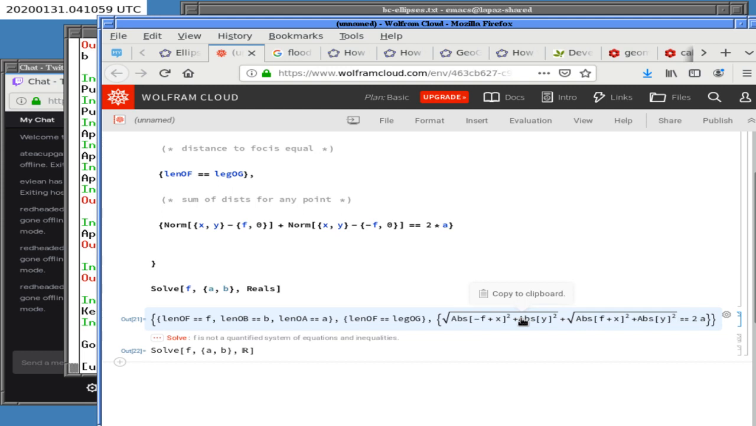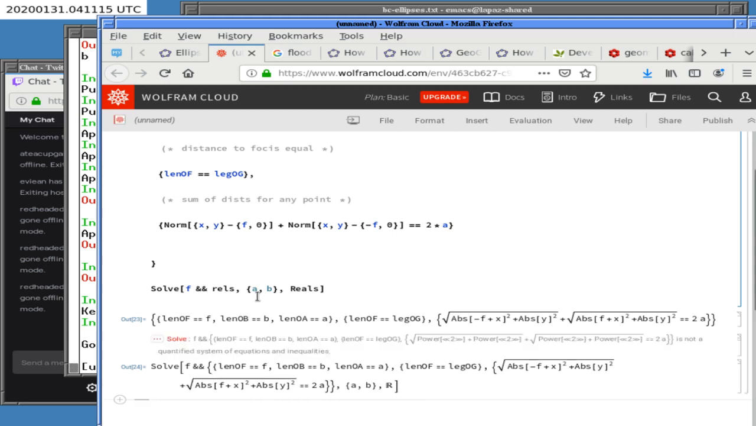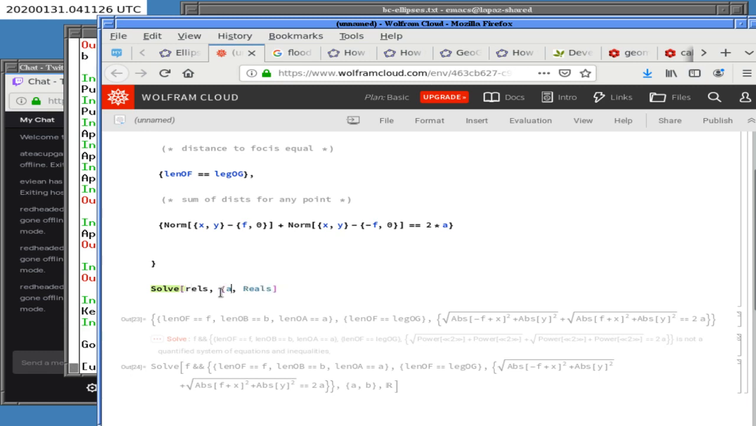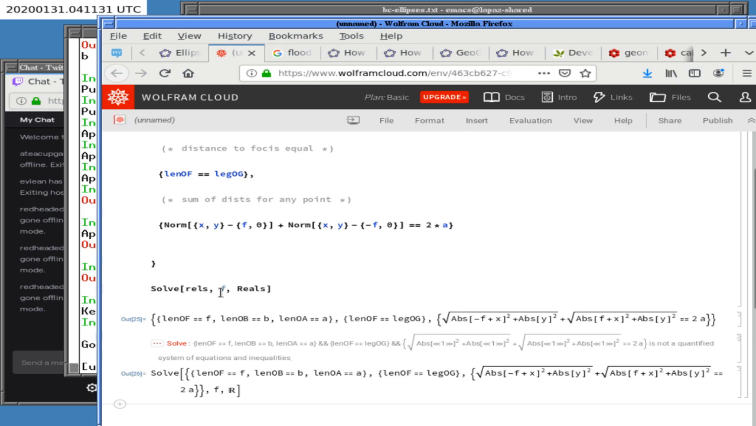I'm sorry. We need the rels. I don't think this is going to work. It's not a quantified system of equations. Okay. You're right. Okay, so I think we want to say solve rels for f. Over the reals, I don't think that's going to actually matter. So what are we going to get here? Not a quantified system of equations and inequalities. Yes, it is.